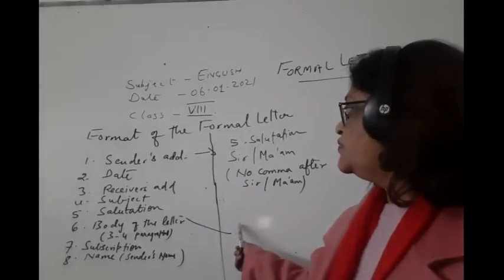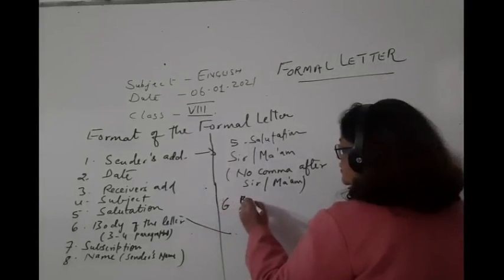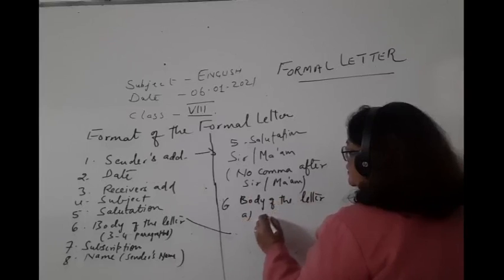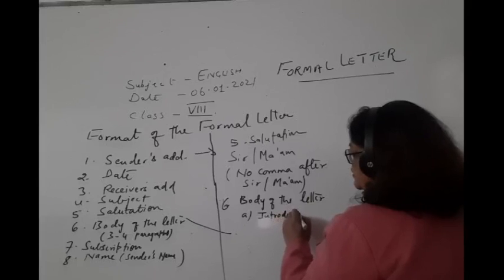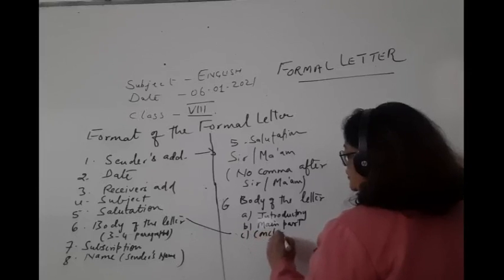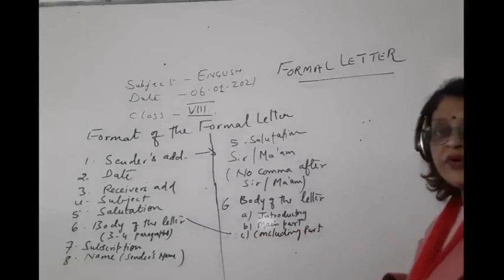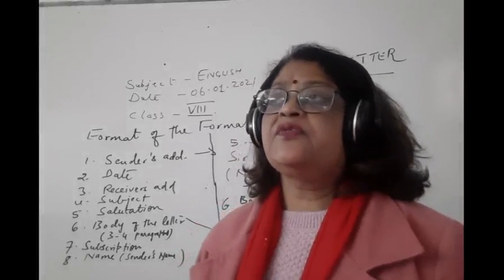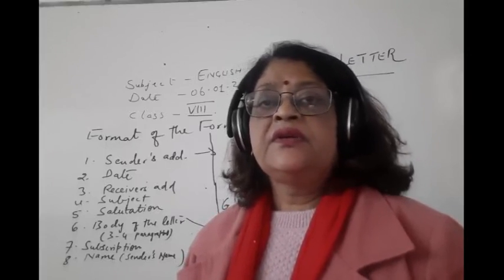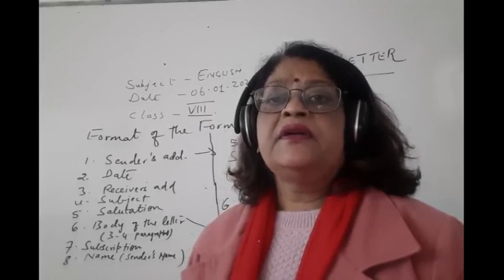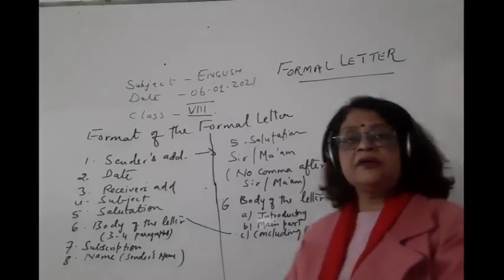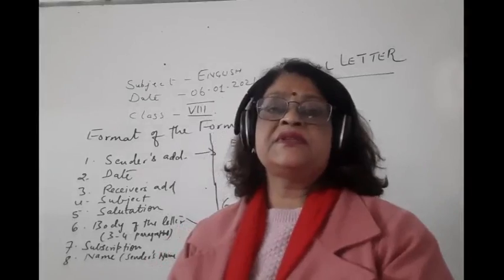Now, children, we will write the sixth point, that is the body of the letter. The body of the letter has the introductory part, the main part, and the concluding part. So, children, your body of the letter is divided into 3-4 paragraphs. In an informal letter you can write 4 paragraphs also, but in a formal letter at least you have to write 3 paragraphs. So you have to write the introductory part of the letter, then the main part of the letter, and the concluding part of the letter.